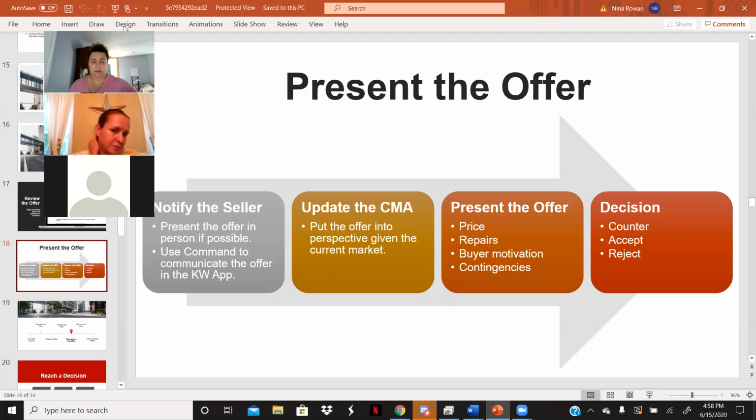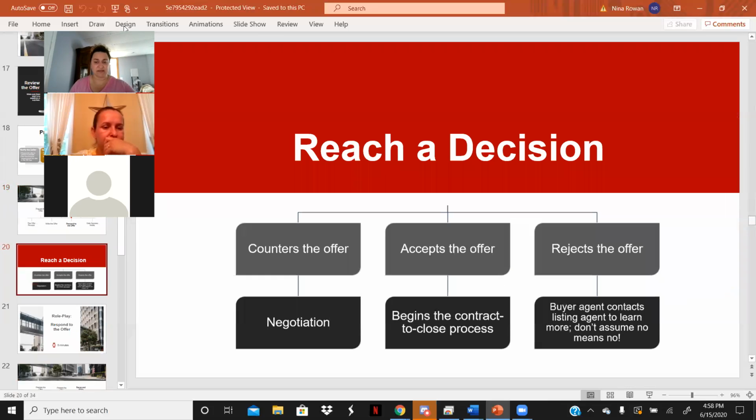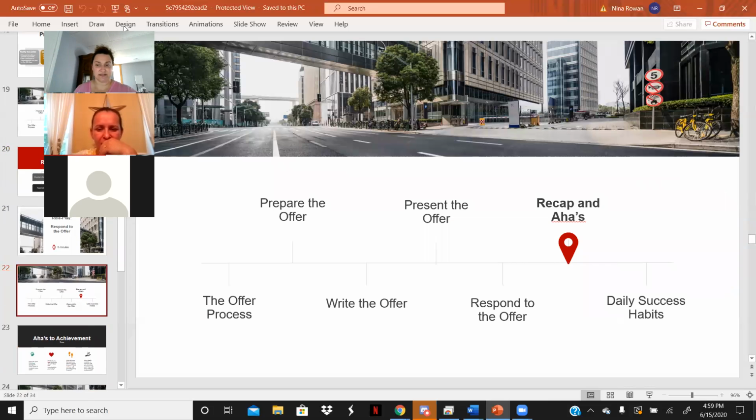So yeah, we talked about that, right? We're going to sit down with them. We're going to make sure our CMA is still spot on. We're going to present the offers and then give them a decision. And then you respond. Yes, no, maybe so. And then there you go. That's how you receive and accept offers.